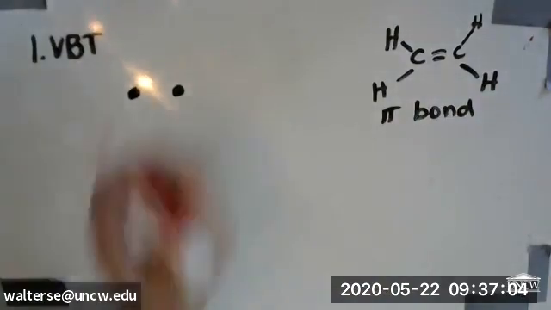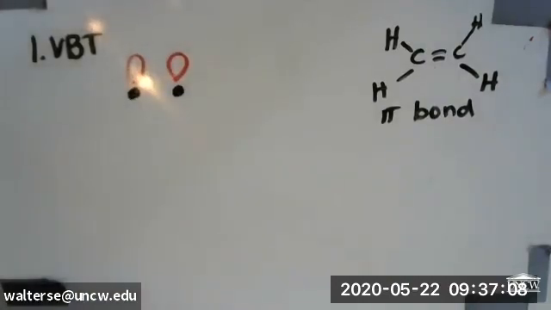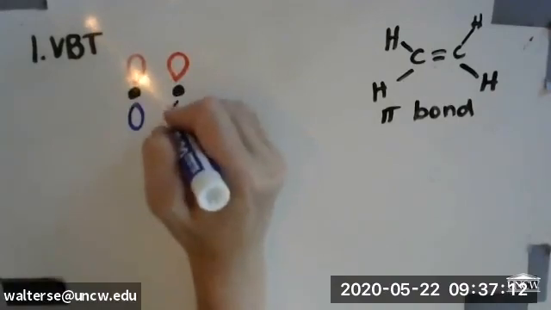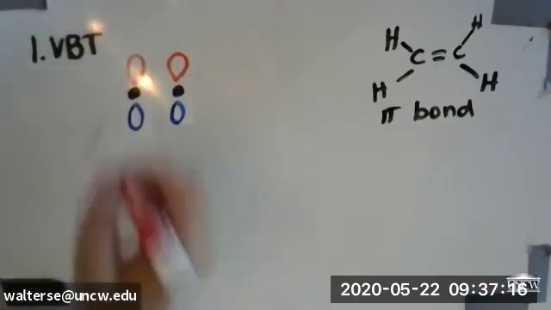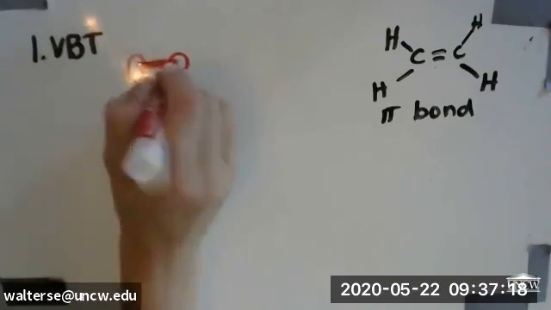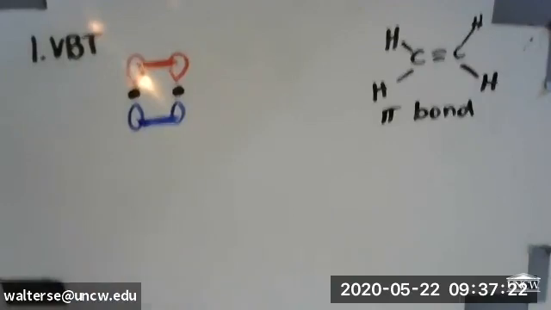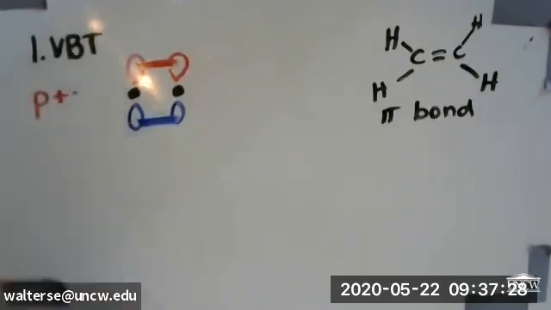Valence bond theory says in order to make the pi bond, you have to have parallel p orbitals that overlap on the top and on the bottom. So we're going to add the orbitals together. This is p plus p.